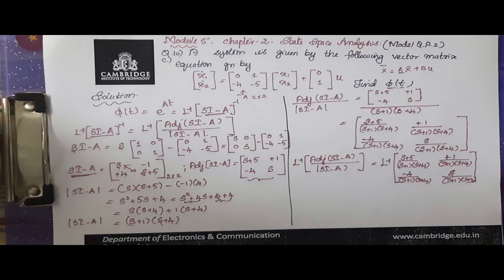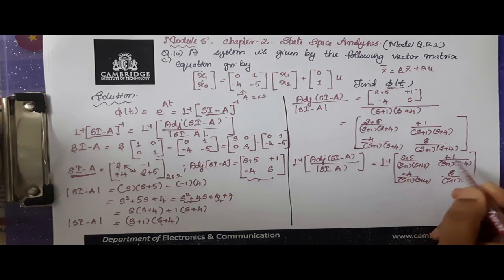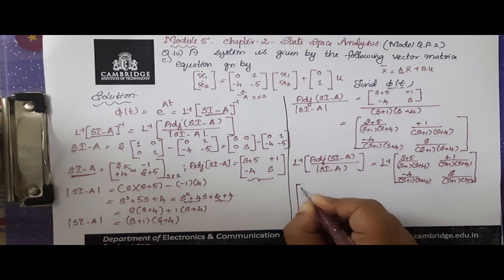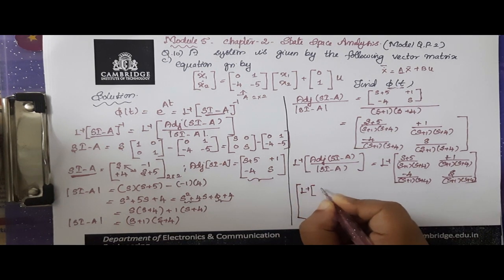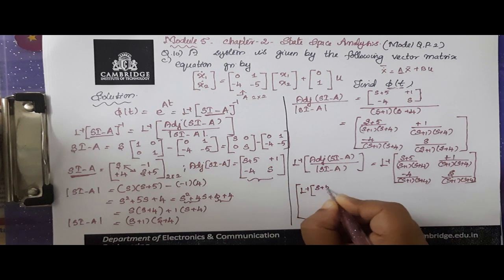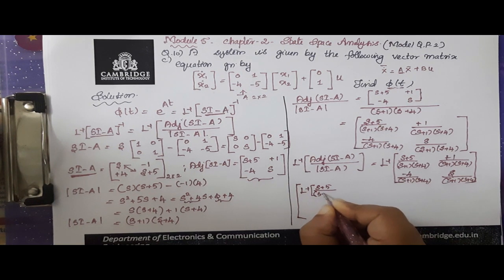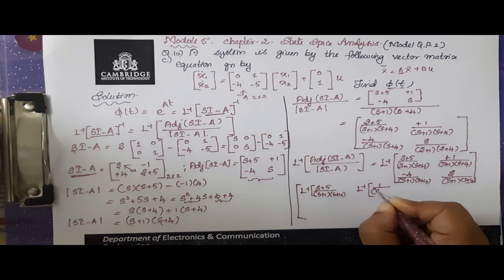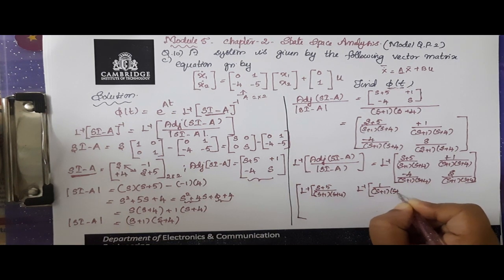So the next step is to do partial fractions for each of the elements. So I can write this as L inverse of S plus 5 divided by S plus 1 into S plus 4, and the second element is L inverse of 1 divided by S plus 1 into S plus 4.